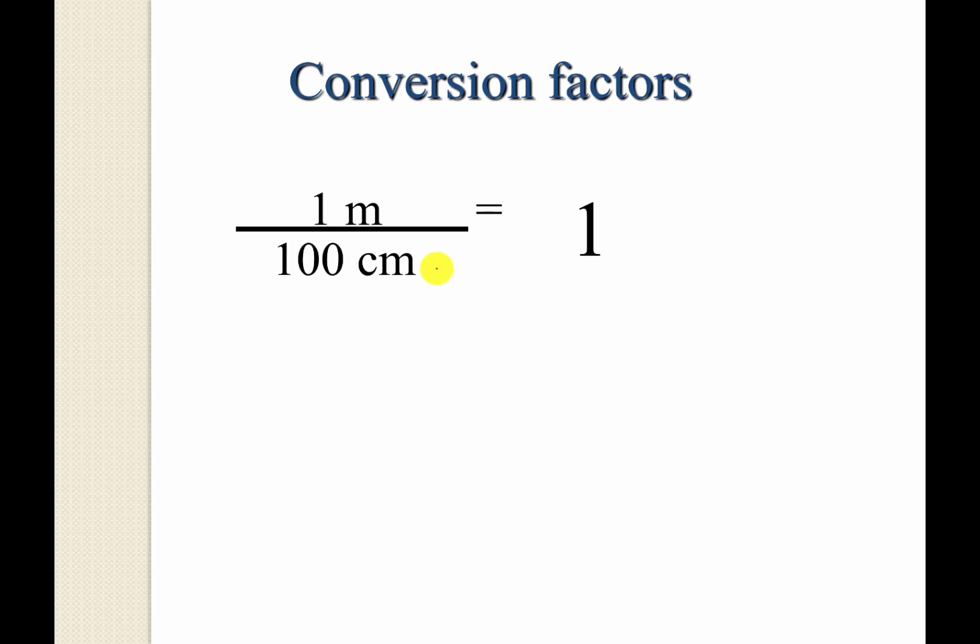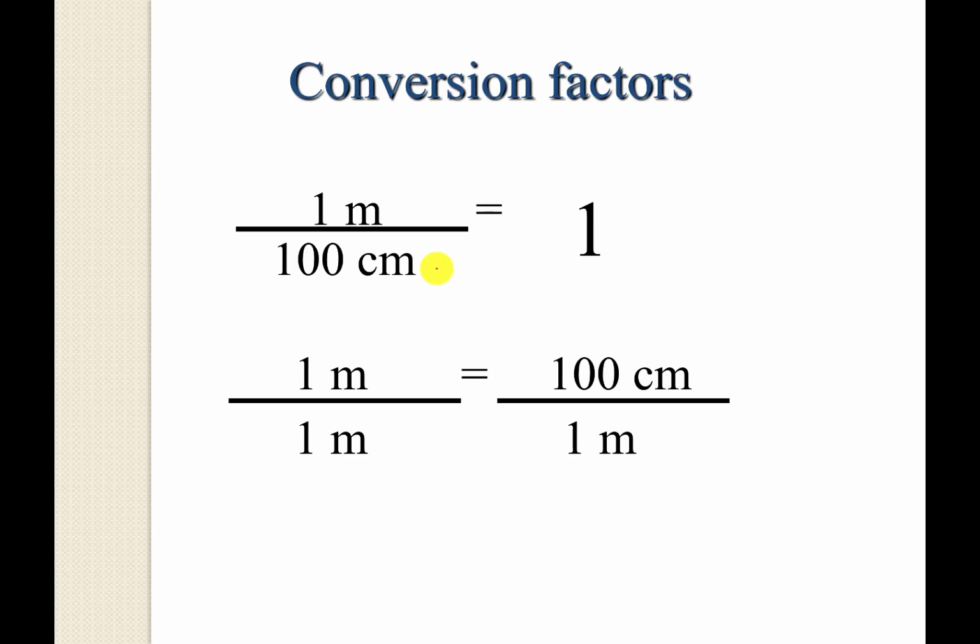Let's look at the next example here, and the point here is that you can do just the opposite. You can divide 1 meter by 1 meter. That's going to equal 100 centimeters over 1 meter, and that will also equal 1. So 1 meter over 100 centimeters equals 1, and 100 centimeters over 1 meter equals 1. Now, there's something important about this number 1. What's so cool about the number 1 is that when you multiply a number by 1, it doesn't change the number.